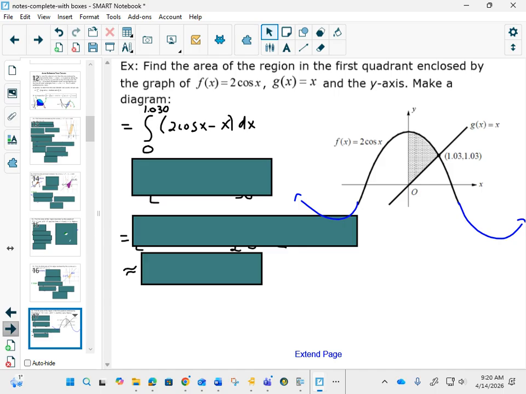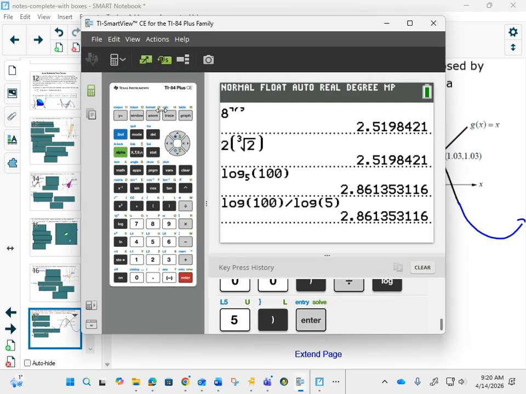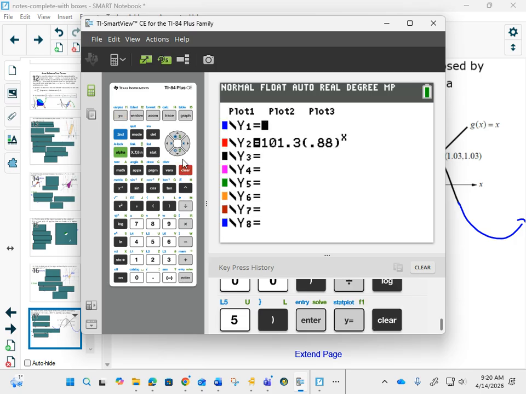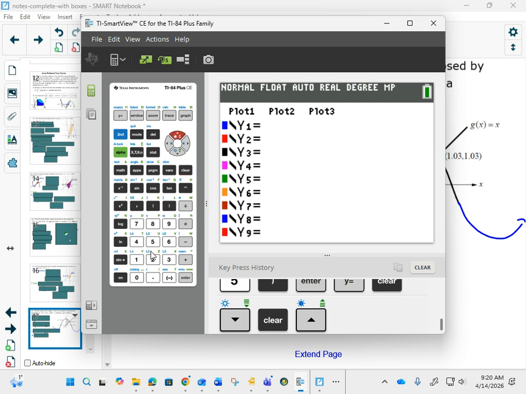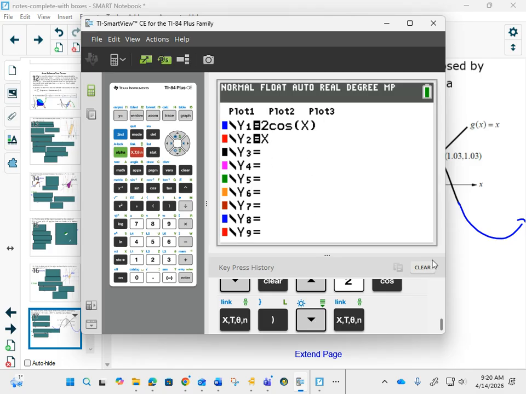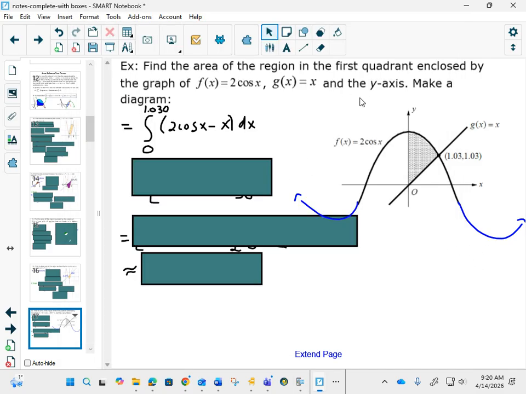Some things that are nice, this is a calculator question, so I'm going to pull up my calculator and show you a couple of things on here that I find are useful. Anybody realize why I'm about to get an answer, but it will be a problem? Anybody see it? 2 cos of x and x. Those are my 2 graphs, right?